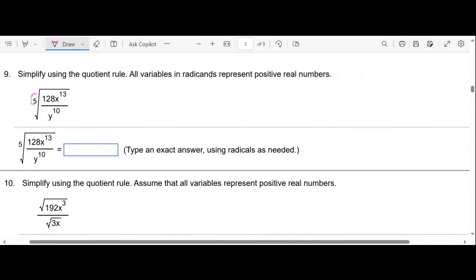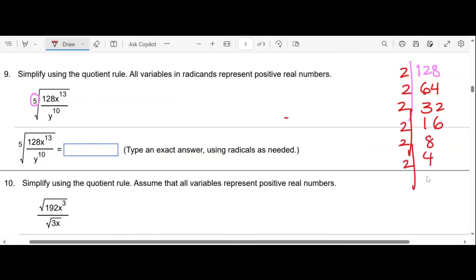Okay, so take a look at this. We have to the which root? 5. So 128, I can divide by what? By 2, correct? What are you going to get? 64, right? Divide by 2, 32. Divide by 2, 16. Divide by 2, 8. Divide by 2, 4. Divide by 2, 2. Divide by 2, 1. Now, how many 2's do you need? Only 3? How many 2's do you need? 5. So take a look at 5 here. So 2.